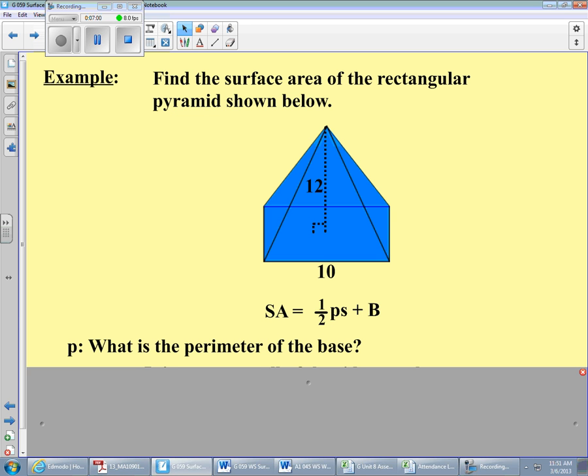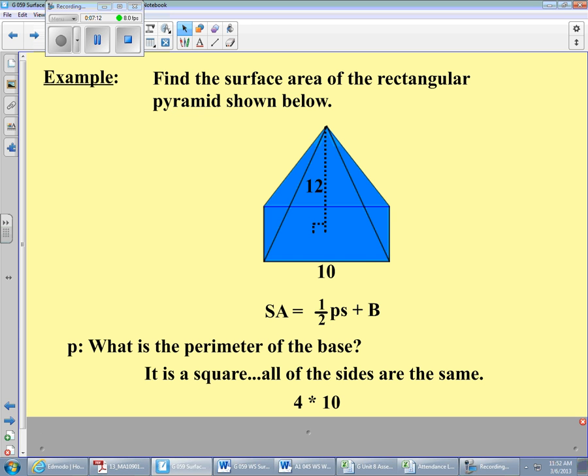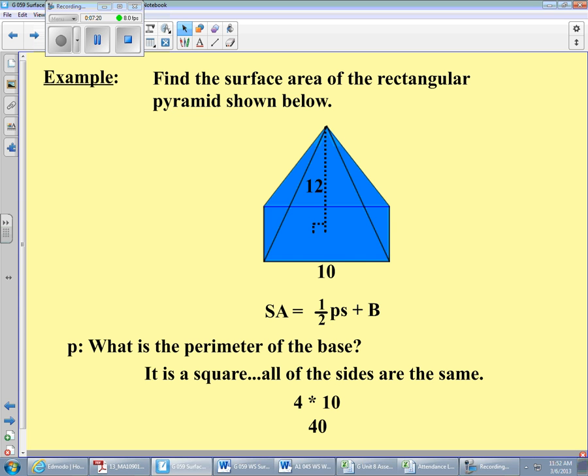Little p, perimeter of the base. How are we going to find the perimeter of the base? Add them up. It's a square, so all of the sides are going to be the same. We've got 10 units on one side, 4 sides on it, obviously 4 times 10. Our perimeter of our base is going to be 40. No big deal. That's just a number that's going to eventually get plugged into our formula.